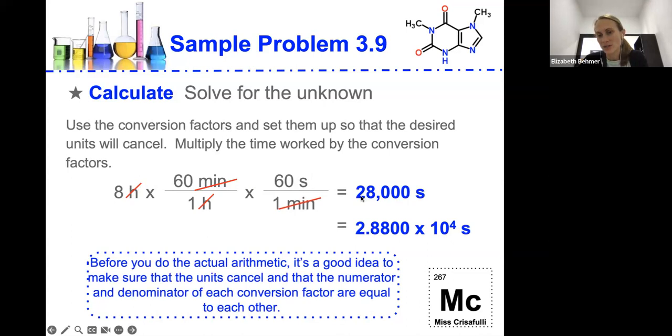So we got our answer, 28,000 seconds, and then we know that we want to have scientific notation, so we then convert it. I think this is a typo right here. This should just be 2.8 times 10 to the 4th seconds, changing 28,000 into scientific notation. And I apologize for that. There's a little typo. This should be 2.8 times 10 to the 4th seconds.